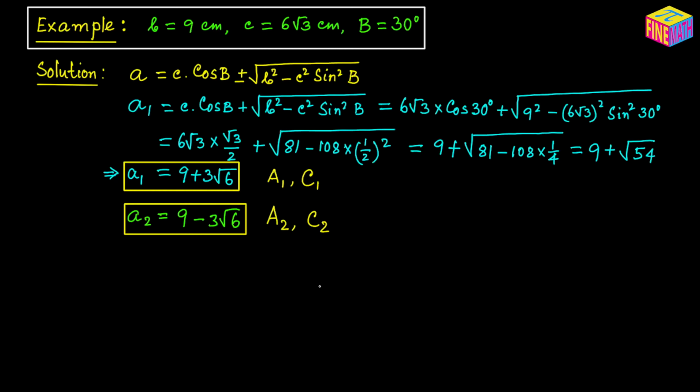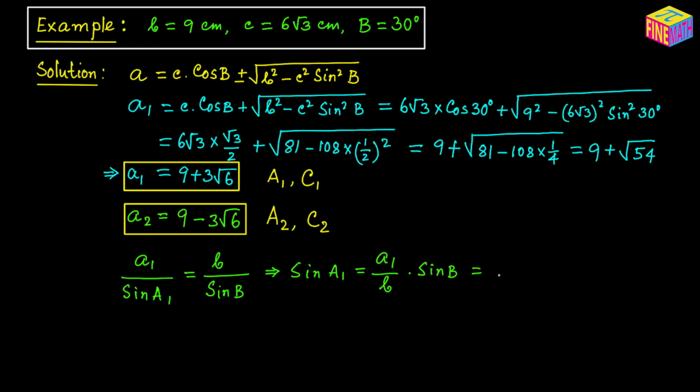So let's first use the sine law. From the sine law we can write: A sub 1 over sine of A sub 1 is equal to B over sine of B, and from here sine of A sub 1 will be equal to A sub 1 over B times sine of B. Now let's plug in the values. What is A sub 1? That is 9 plus 3 times the square root of 6, over B, which is 9 centimeters, times sine of B, that is sine of 30 degrees. This can be written as 9 plus 3 times the square root of 6 over 9 times 1/2, which is 9 plus 3 times the square root of 6 over 18.